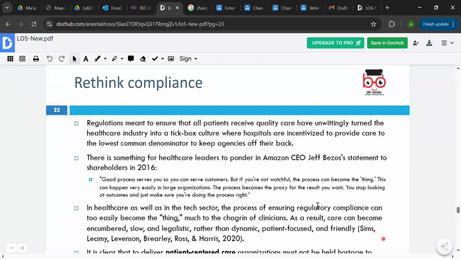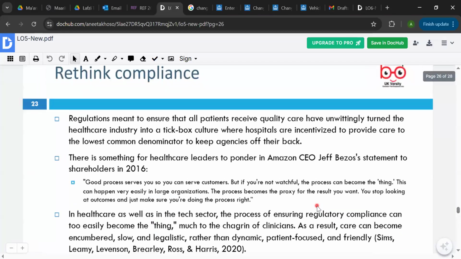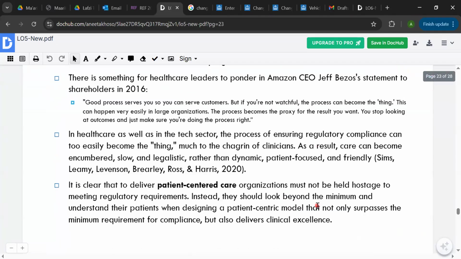There is something for healthcare leaders to ponder in the Amazon CEO's statement to stakeholders in 2016, where it was said that good process serves you so you can serve your customers. But if you are not watchful, the process can become the thing. This can happen very easily in organizations. The process becomes the proxy for the result you want. You stop looking at outcomes and just make sure you're doing the process right.